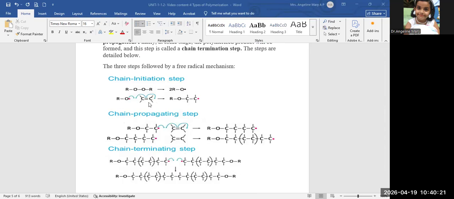The radical will attack the ethene molecule. This radical will shift over here, the double bond will be broken, and this bond will go here. Then this carbon atom gets the radical. Okay, so the second step is the chain propagation step.